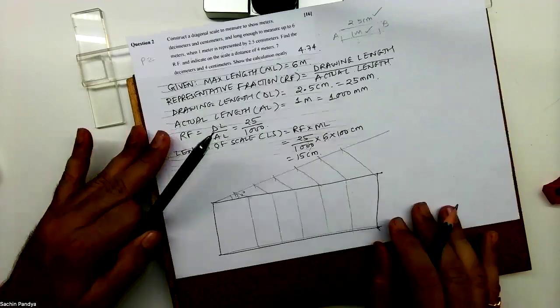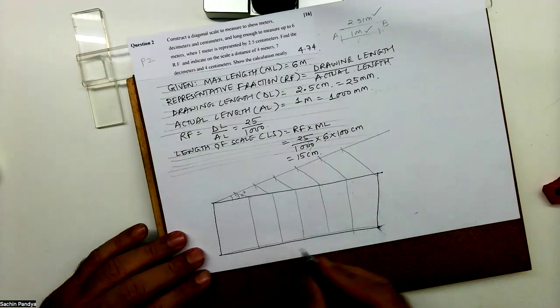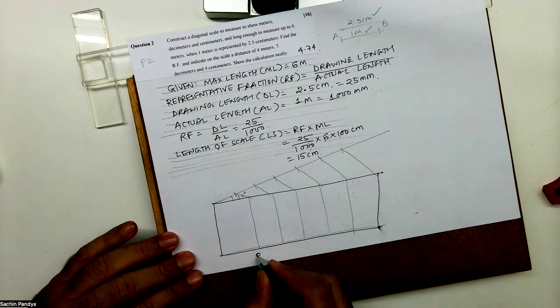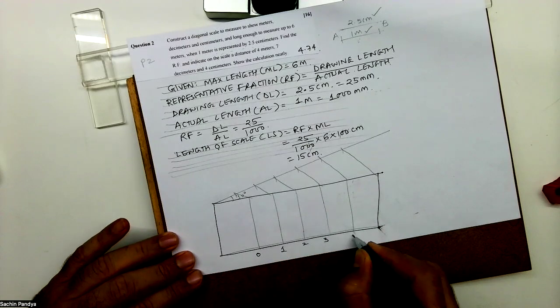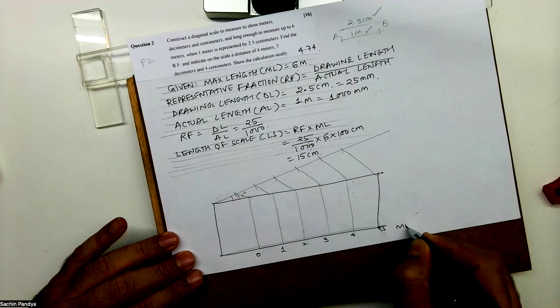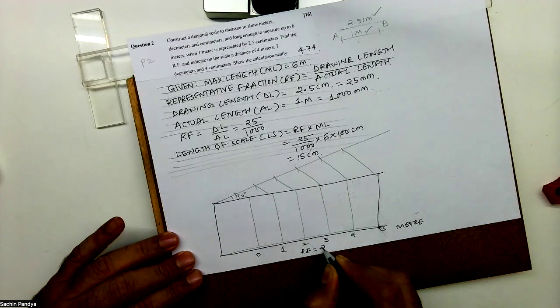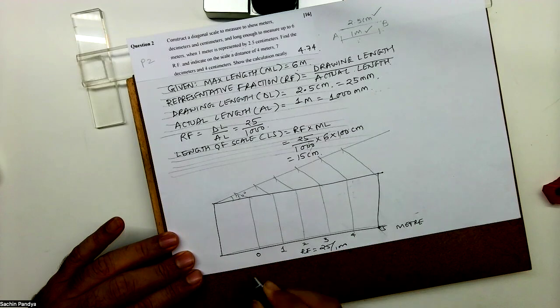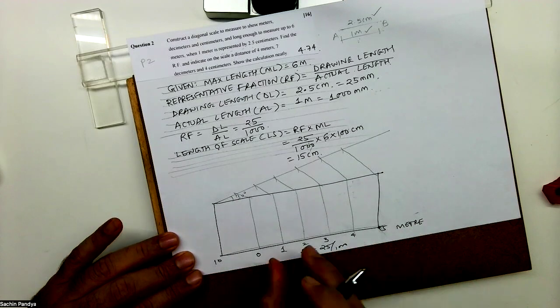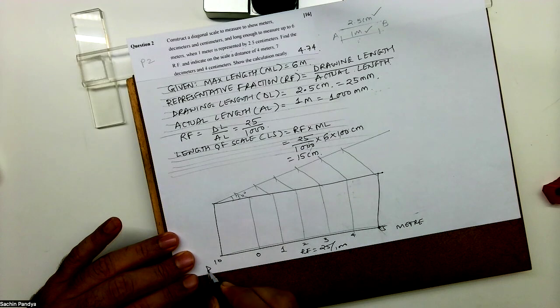Mine won't be accurate, so please ignore. This is 6, right? So I'll write 0, 1, 2, 3, 4, 5. This is meter. Here we'll write RF, which is 25 upon 1000. Now we'll divide this 1 meter into 10 parts. So it will be decimeter.